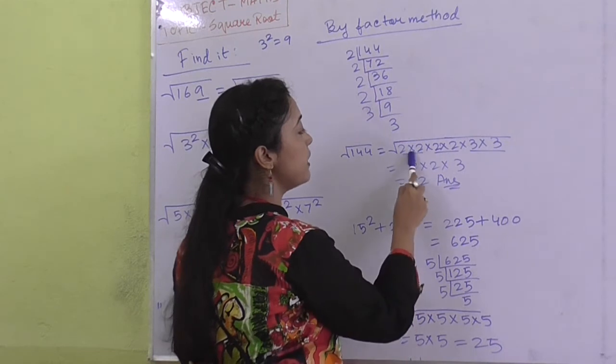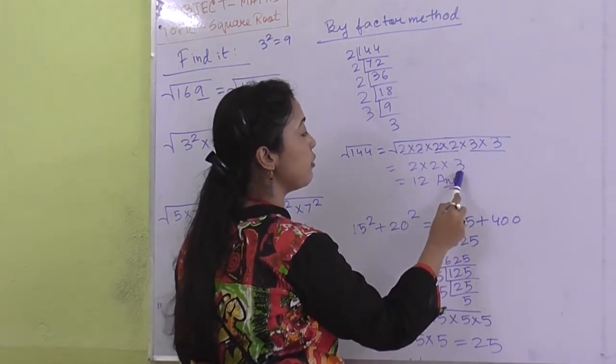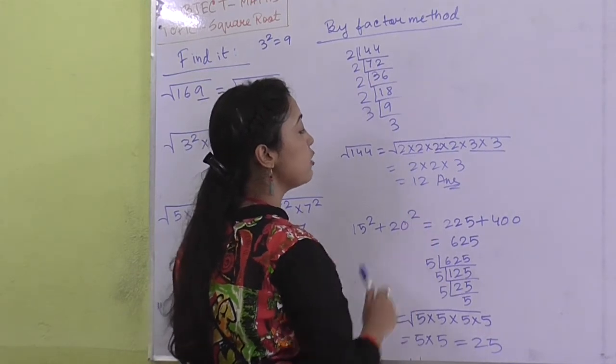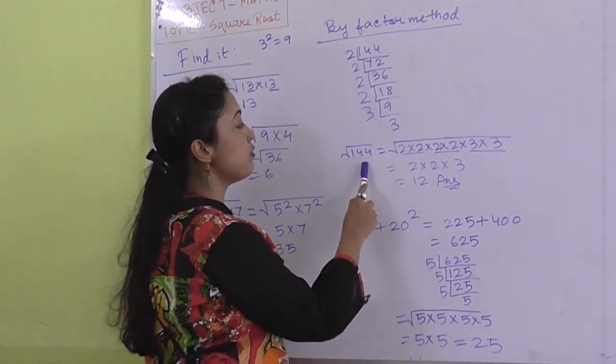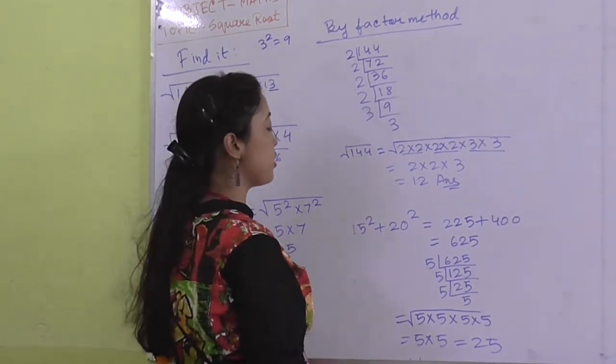In this way, from this 2 we will take 1, from this 2 we will take 1, from this 3 we will take 1 3. So in this way we are getting 12 as our answer. So the square root of 144 is 12.